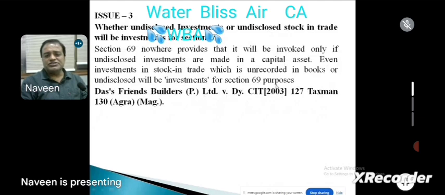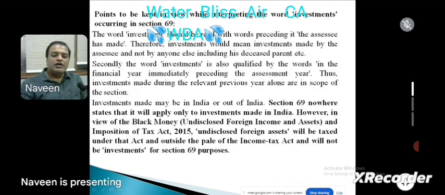Now, what about undisclosed investments or undisclosed stock in trade? Would that also be investments for 69? Whether undisclosed investments or undisclosed stock in trade will be investments for 69. Section 69 nowhere provides that it would apply only if undisclosed investments are made in a capital asset. Even investments in stock in trade, which is unrecorded in the books or undisclosed, will be investments for 69 purposes. Right, sir?